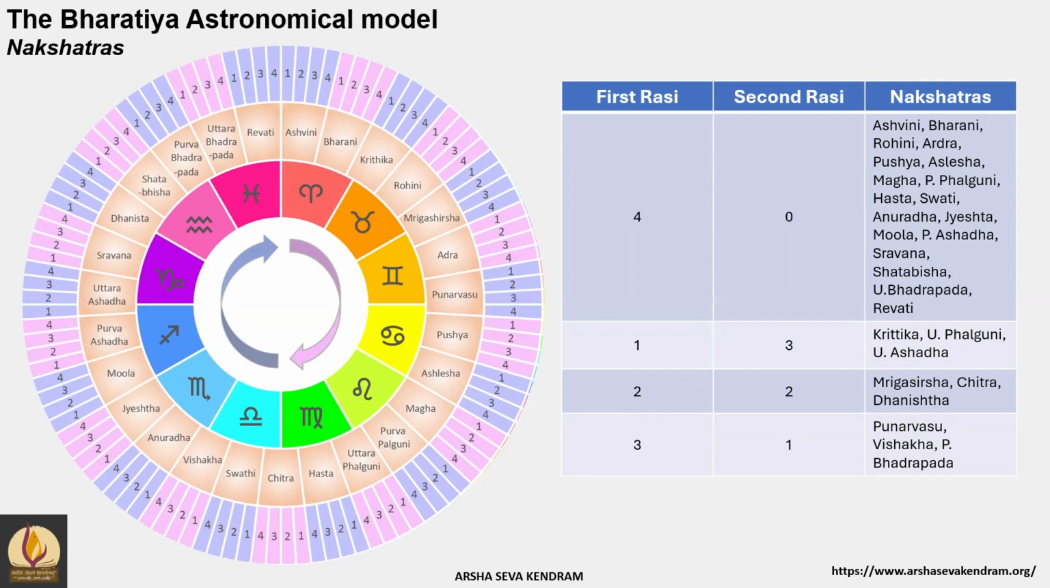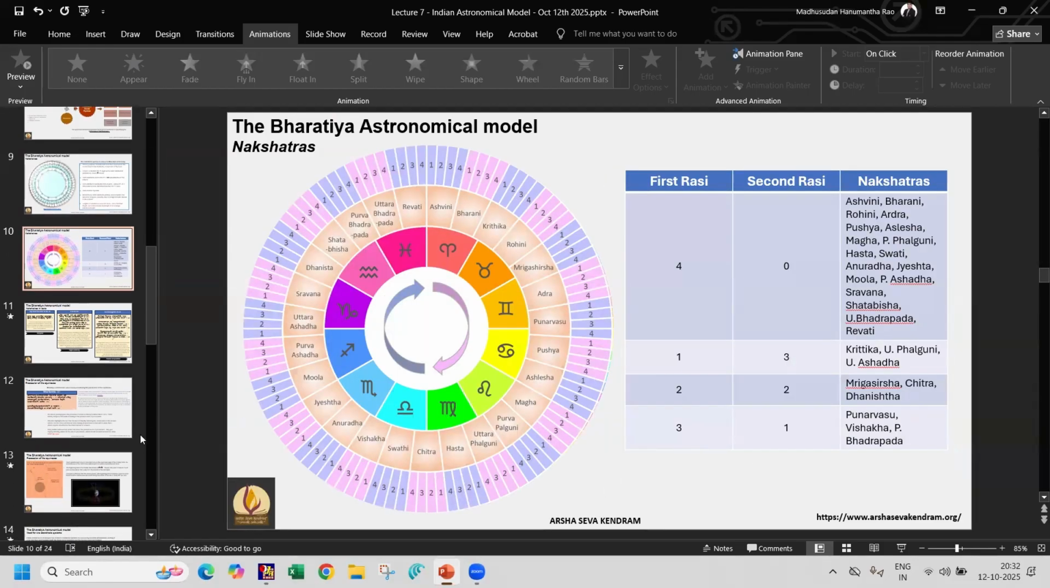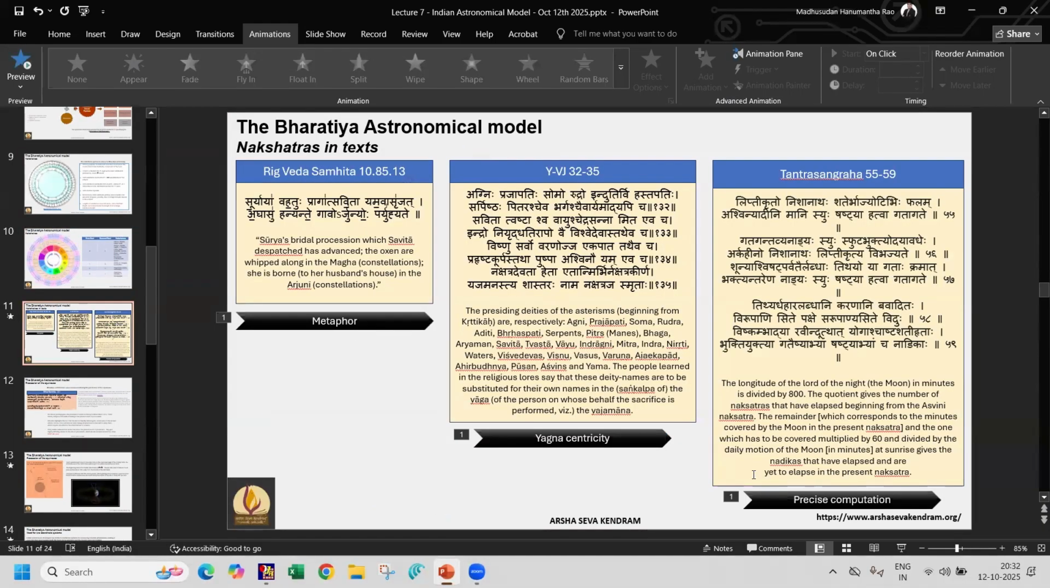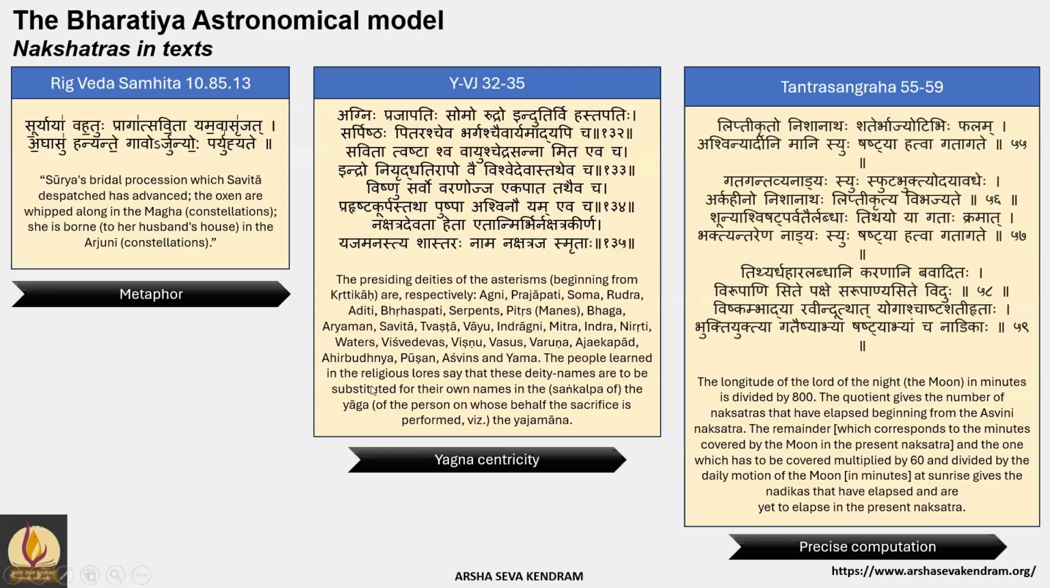Right. So this is about the nakshatras. And then we talked about how nakshatras have been referenced in texts in different ways. In the Rig Veda, it is talked about in a very poetic form. In the Vedanga Jyotisha, it was more aligned to the needs of the sacrifice, right?